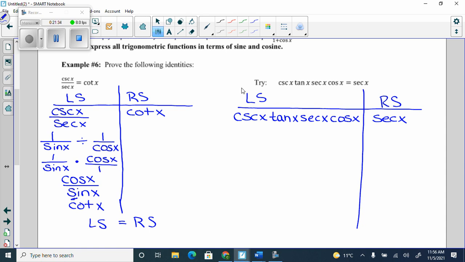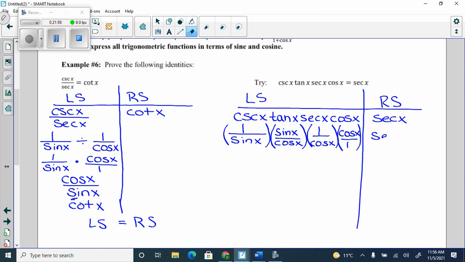Okay? Cosecant is what? 1 over sine. Tan? Sine x over cos x. Secant? 1 over cos x. Cos x is cos x over 1. And then you can leave it as is. You can just leave it.